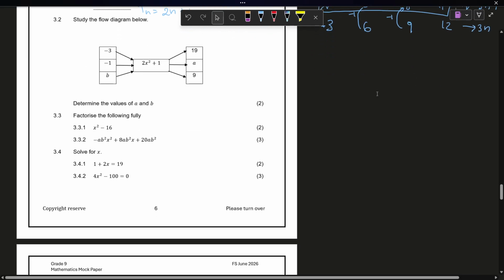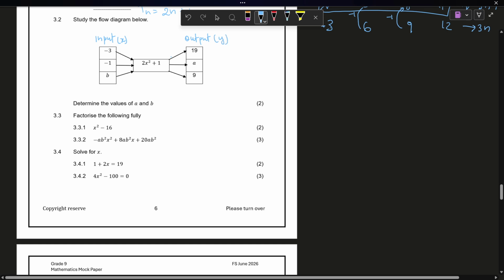So let's move everything up. 3.2. Okay, so here, study the flow diagram below. On the left, we've got what we call the input, right? The input represents the x. And then on the right, we've got what we call the output.